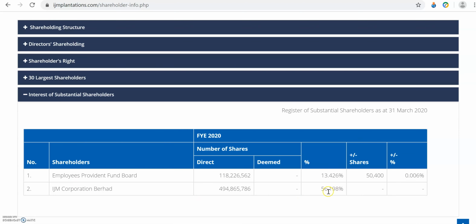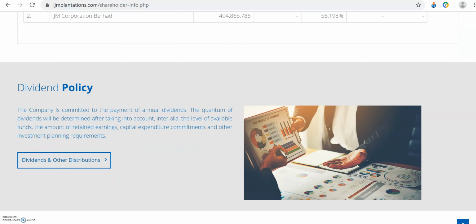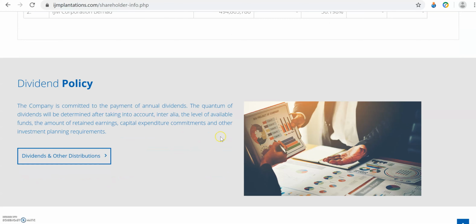Number of shares. Apart from IGM Corporation, 56.198%, EPF, Employee Provident Fund, also holds shares. This is what we call Employee Provident Fund. This is what we call institutional shareholders. These are not individual, but institutional shareholders. Okay, these are those. And then we can see the dividend policy.